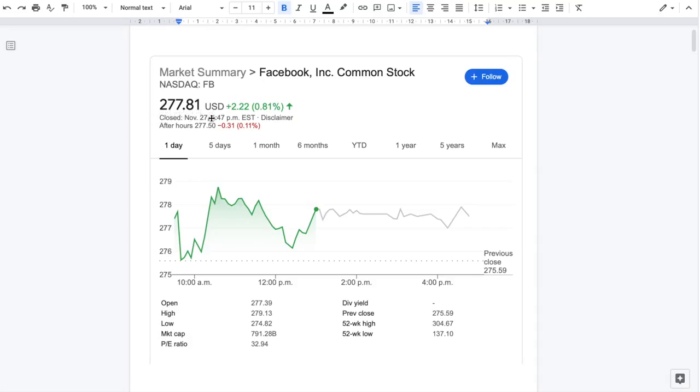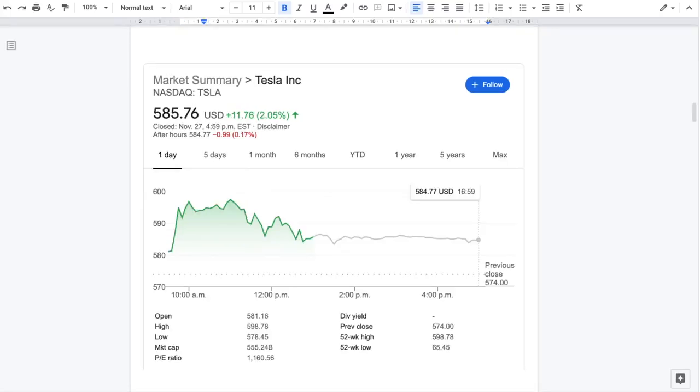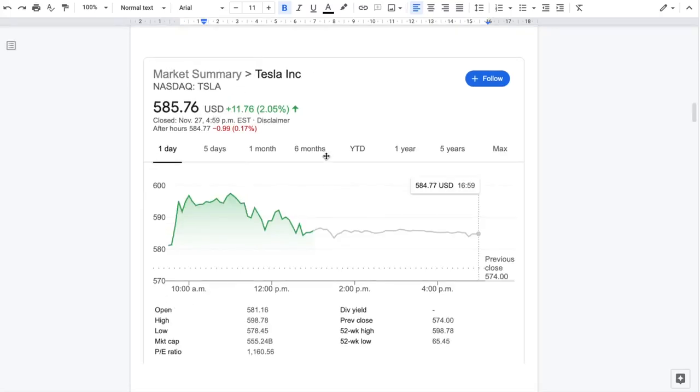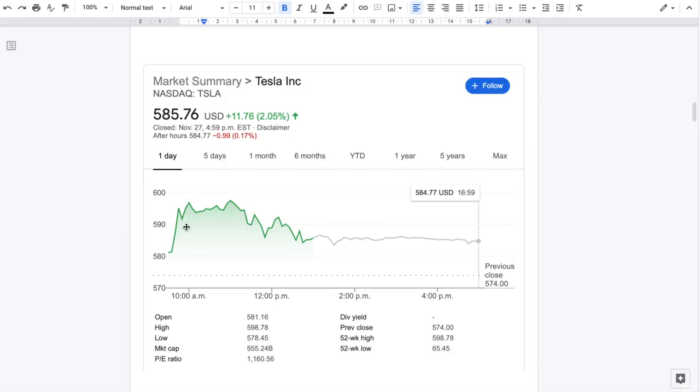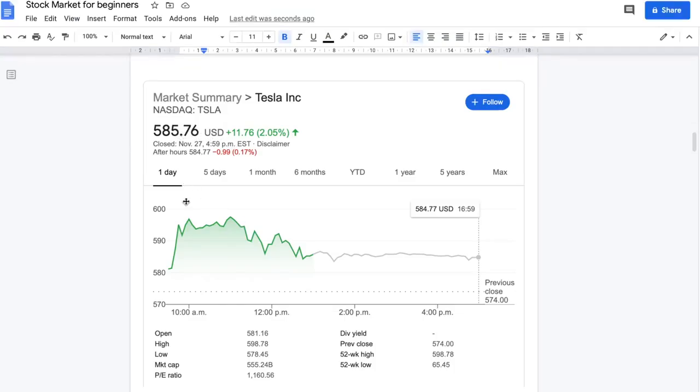$277.81 times 5. Alright, so now I want to show you another example of this, but with Tesla stock. So as you can see, the price right here, which is $585.76, represents just one share of Tesla. So if I decide to buy one share of Tesla right now, I will own a teeny piece of Tesla that is worth $585.76. And instead, if I wanted to buy 10 shares of Tesla, that means my investment would be worth $585.76 times 10. So basically, anyone can buy stocks if they want to buy a part of a company.